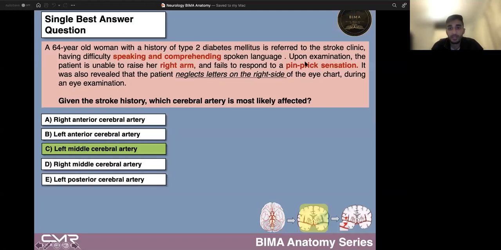And it's also revealed that the patient neglects letters on the right side of the Snellen eye chart. That's known as contralateral hemispatial neglect, which means that the patient completely neglects one side of the vision. And again, that's associated with the parietal lobe, and therefore the left middle cerebral artery is most likely to be affected by this stroke.